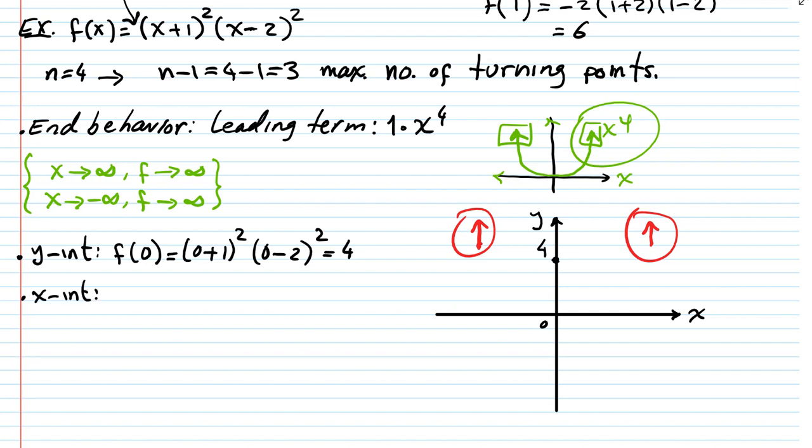Let's do our x-intercepts. Once we have the x-intercepts, we have the zeros, right? So x-intercepts and zeros kind of go hand in hand. To find the x-intercepts, we set the function equal to 0. That means the factored form, x plus 1 squared, times x minus 2 squared, must be 0. And by the zero factor principle, either factor could be 0. Don't worry about their multiplicities.